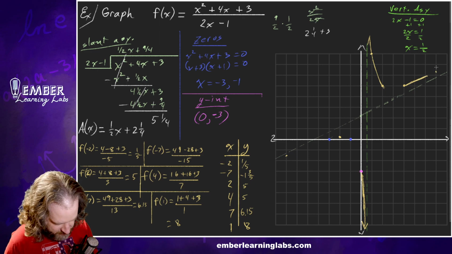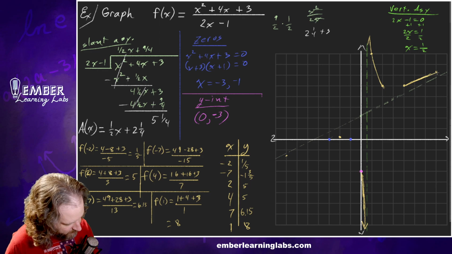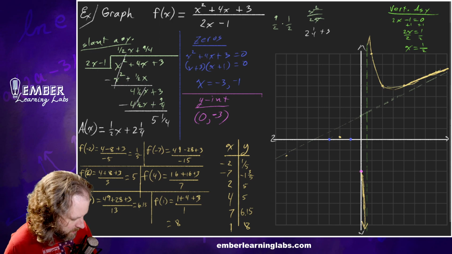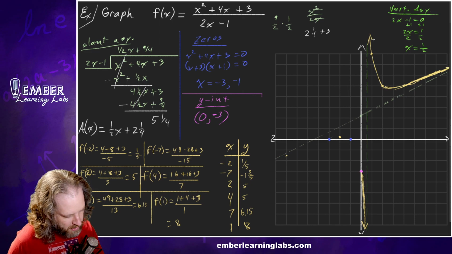What is this supposed to be? 6.15. So barely over 6. So right in there. And then this, so it scoops just barely. I think I did that too steep. This should be straight. Something like that with the resolution we're able to draw.